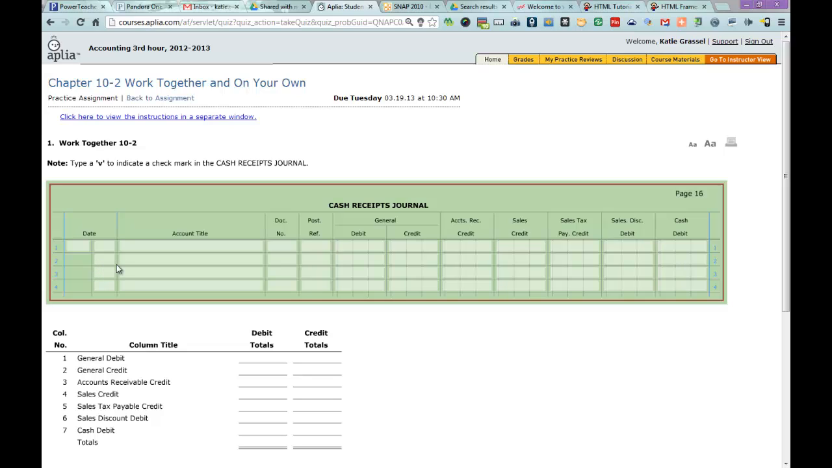If we have a cash payments journal, we are going to have a cash receipts journal because we're going to have to document and keep track of the money that's coming into our business. So we're going to do that within our cash receipts journal. So what type of source documents are going to go on our cash receipts journal?